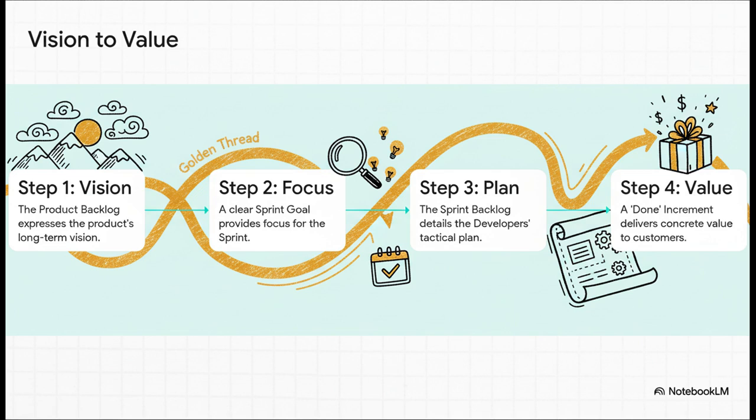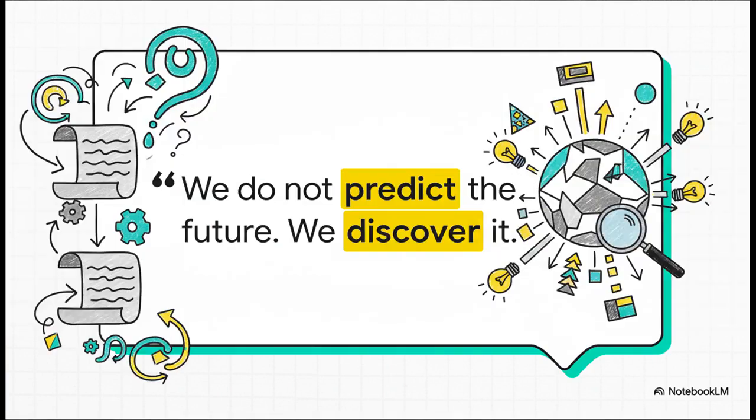And right here, you can see that golden thread in action. It all starts with that big strategic vision in the product backlog. From there, we pull out a focused sprint goal. The developers then build their tactical sprint backlog to hit that goal. And the outcome of all that work, a done, valuable piece of the product. It's a clean, direct line from strategy right through to execution. It's beautiful.